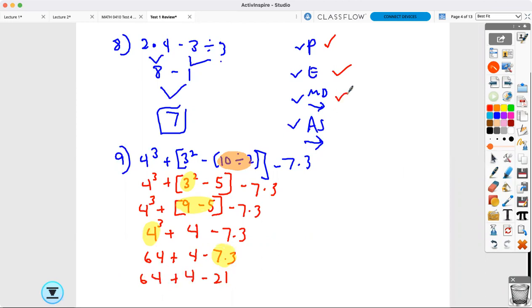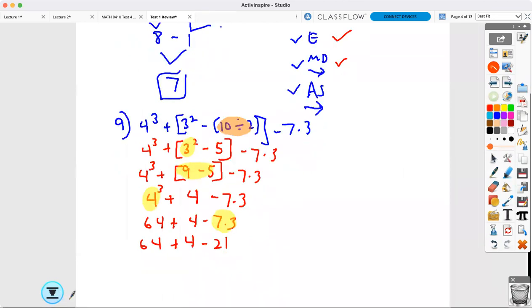So we're done with multiplying, dividing. Now we add and subtract from which way to which way? Left to right. 64 plus 4 is 68. Bring down the 21, which gives us what? 47. 47. Excellent, class, and we're done.